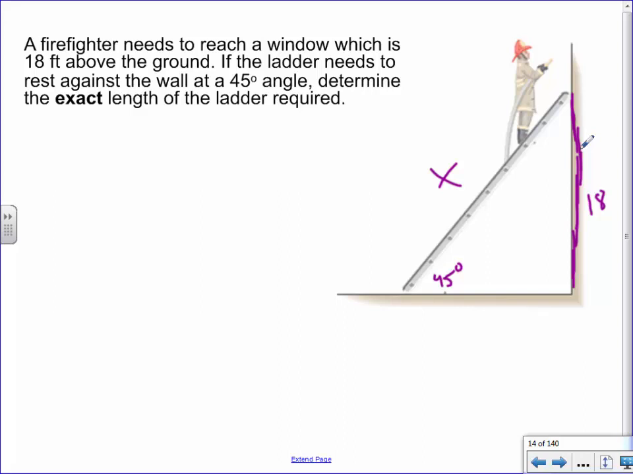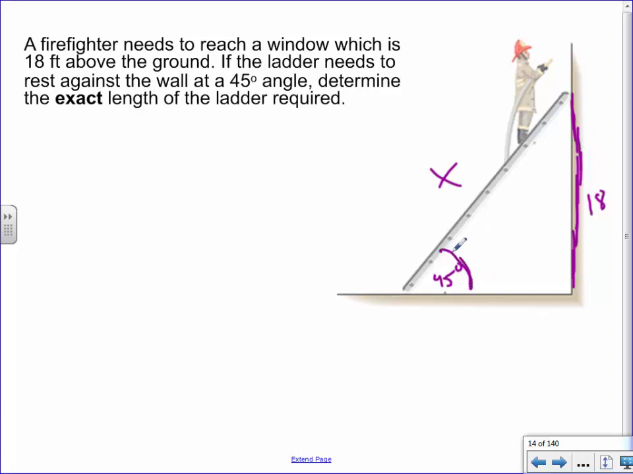9 times out of 10, we don't need to do it exactly. But there are some fields, hopefully you can appreciate, where we don't want to round. We want to know what exactly it is. And so our answer is going to involve some sort of square root, like square root of 2 or 3 or 5 or something. You guys get the initial setup here?